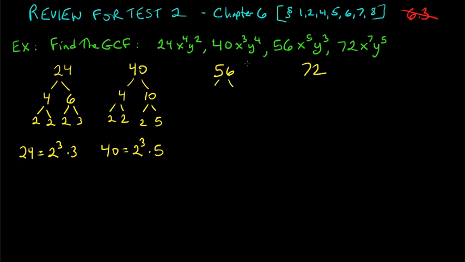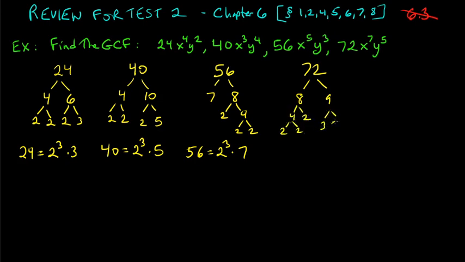56. Again, there are a lot of ways of multiplying two numbers. So 7 times 8 is 56. 8 is 2 times 4, and 4 is 2 times 2. So 56 is going to be 2 to the 3 times 7. 72 is 8 times 9. 8 is 4 times 2, 4 is 2 times 2, and 9 is 3 times 3. So for 72, we have 2 to the 3 times 3 to the 2.